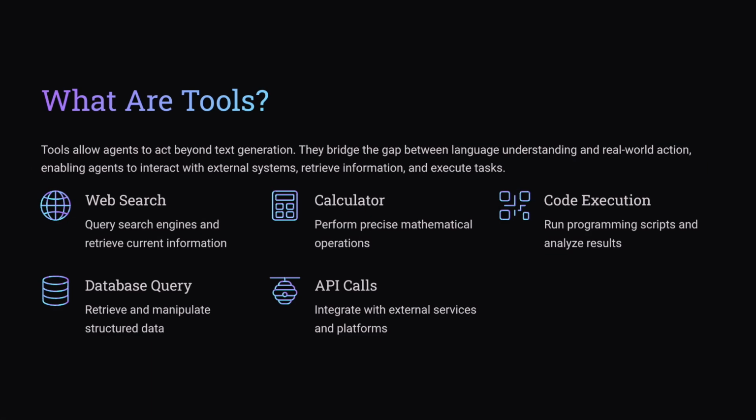Tools allow agents to act beyond text. Examples: web search, calculator, code execution, database queries, API calls. Tools connect reasoning to the environment. Without tools, the agent cannot create outcomes.